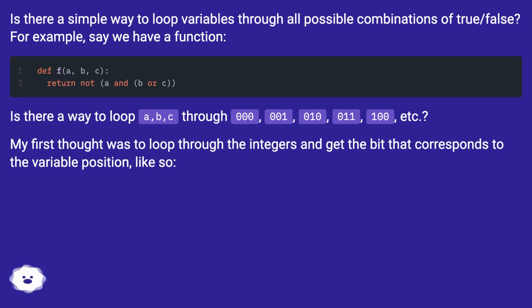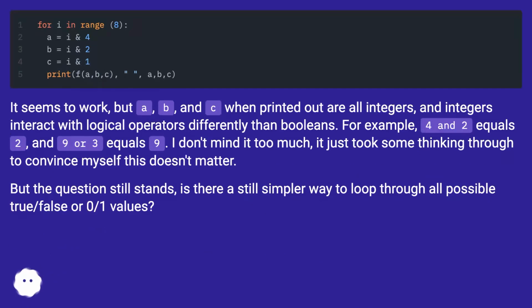My first thought was to loop through the integers and get the bit that corresponds to the variable position, like so. It seems to work, but A, B, and C when printed out are all integers, and integers interact with logical operators differently than booleans. For example, 4 and 2 equals 2, and 9 or 3 equals 9. I don't mind it too much, it just took some thinking through to convince myself this doesn't matter. But the question still stands, is there a still simpler way to loop through all possible true/false or 0-1 values?